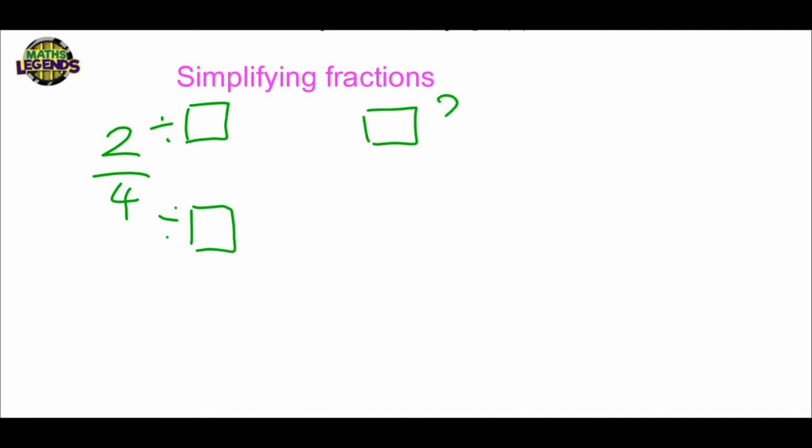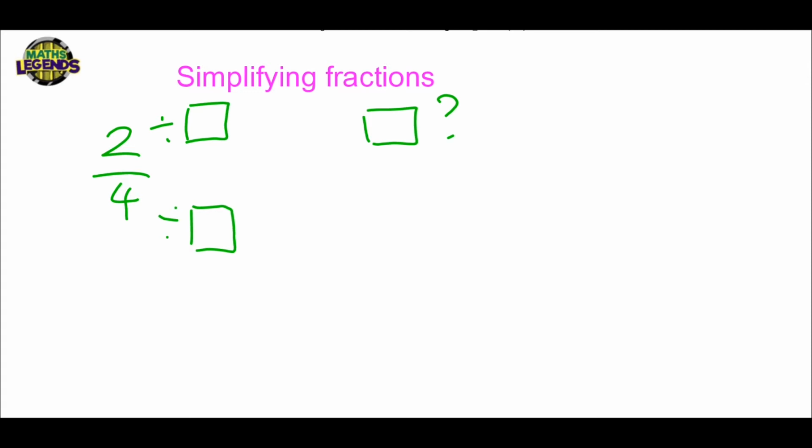Simplifying fractions. Let's say we have the fraction 2 over 4. We can simplify this fraction by dividing the top number by a number and the bottom number by the same number. What number should we divide by?